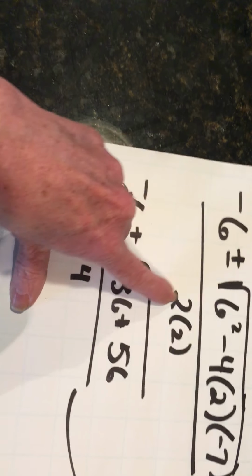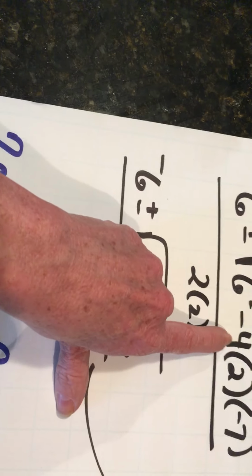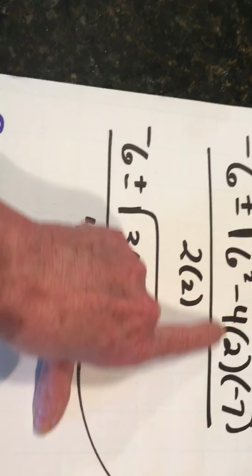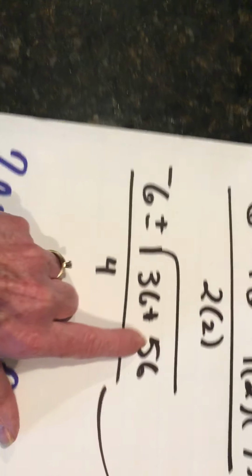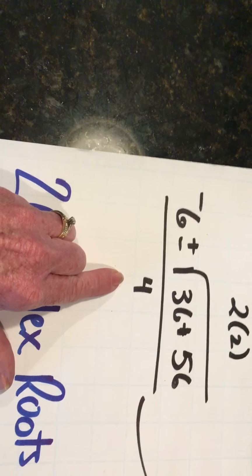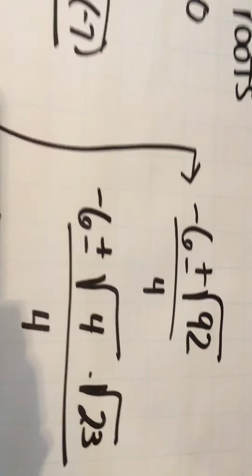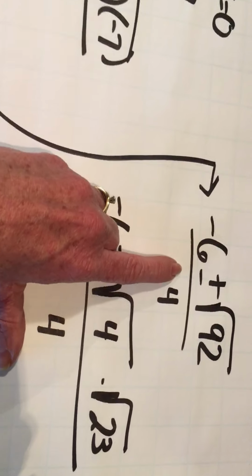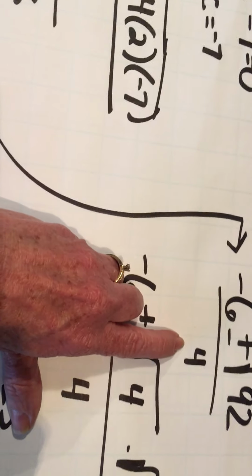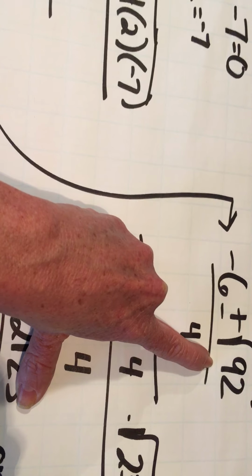So 6 squared gives me 36. Then we have minus. When I take 4 times 2, I get 8, times 7, I get negative 56. So it's going to be minus a negative 56, which is the same thing as plus 56, all divided by 4. And if we slide up over here, that gives us negative 6 plus or minus. When we added our 36 and our 56 together, we get 92, all over 4. We know that we can't keep a perfect square factor under the square root sign.